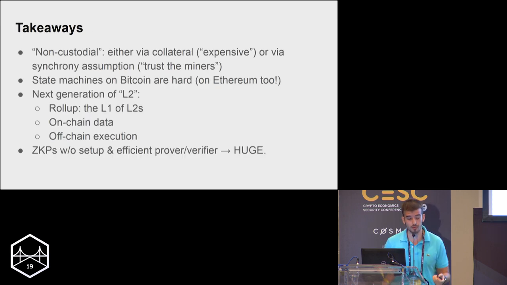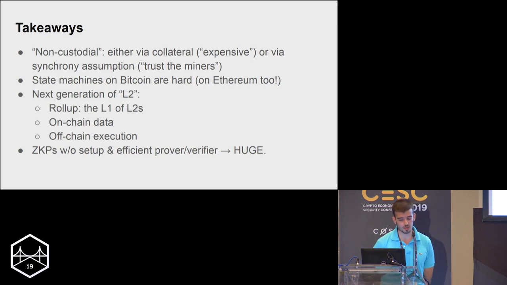There are a few takeaways from this. When we want to do non-custodial systems, which are not based on trust, we align incentives via collateral, or we design state machines which operate correctly under some synchrony assumption. The collateral indeed is expensive. The synchrony assumption is also kind of expensive, like if you think that you have to trust the miners and maybe the miners get bribed. And the idea is you use that by doing state machines. The state machines on Bitcoin are very, very hard to do. On Ethereum too, we can't even do multisigs.